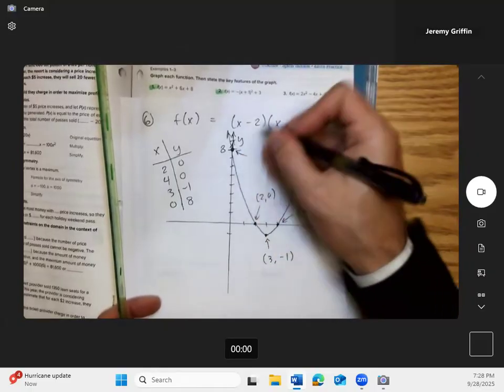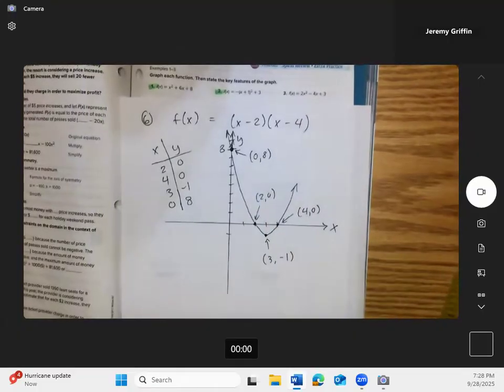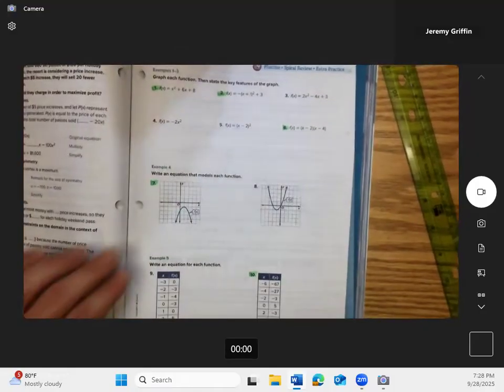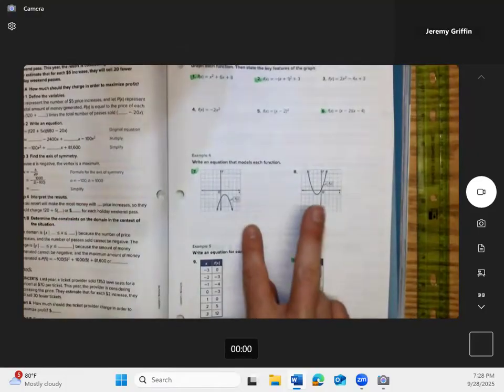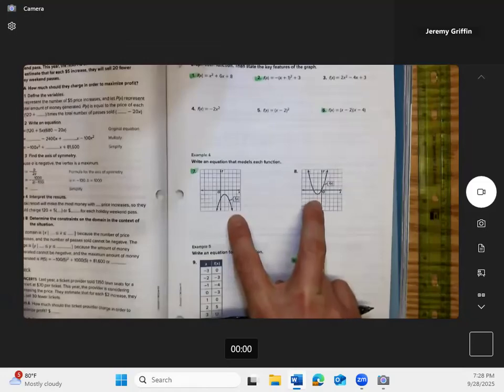And the y-intercept is at (0, 8). Yeah, so there are some interesting points, right? Key features. Right, number 7, write an equation that models this function. So let me just go through a couple here. Now, interestingly, in both of their examples, it looks like there's no vertical stretch factor.